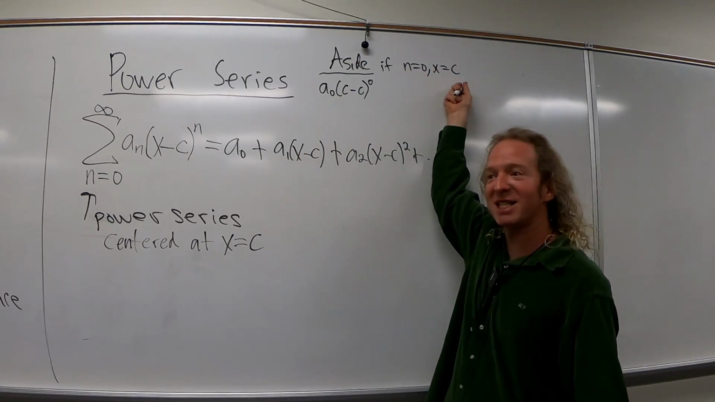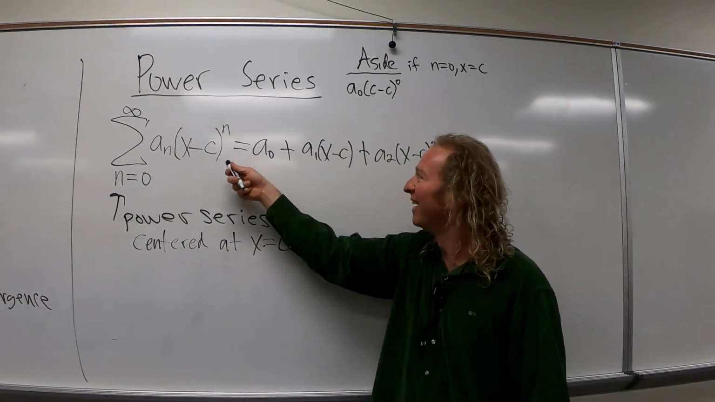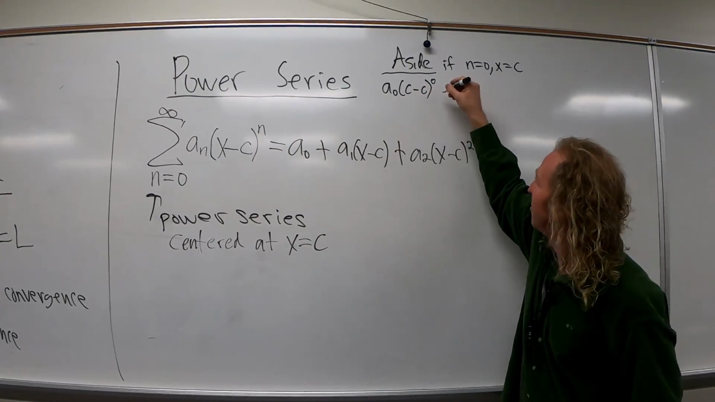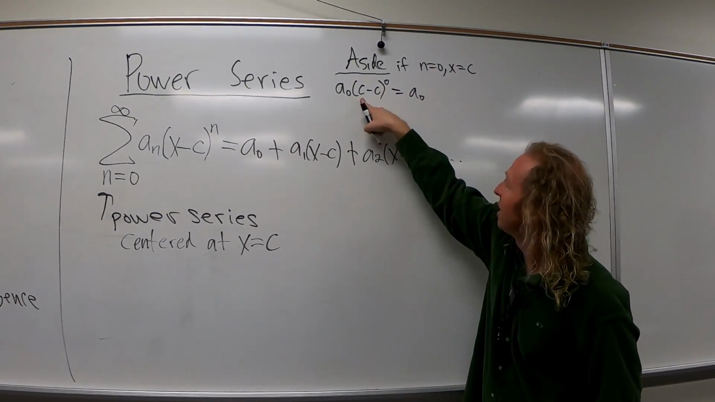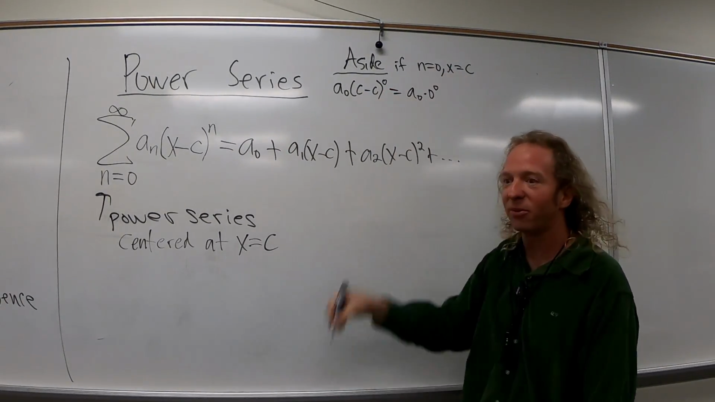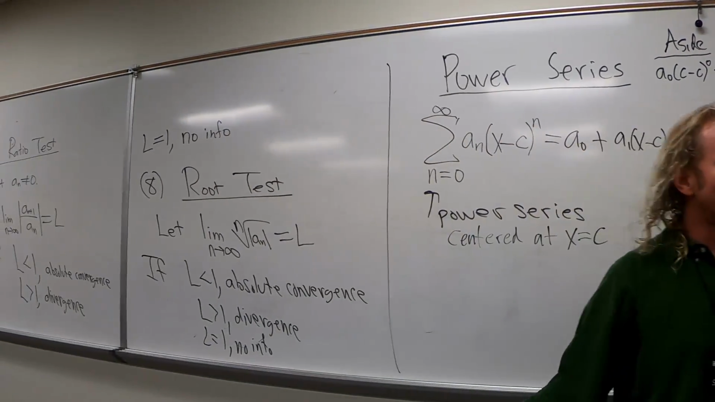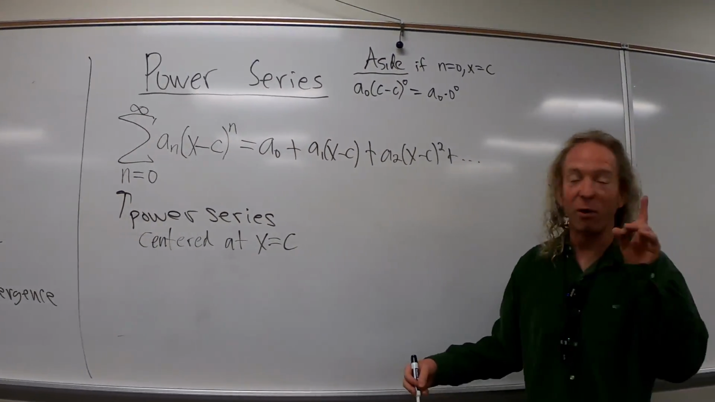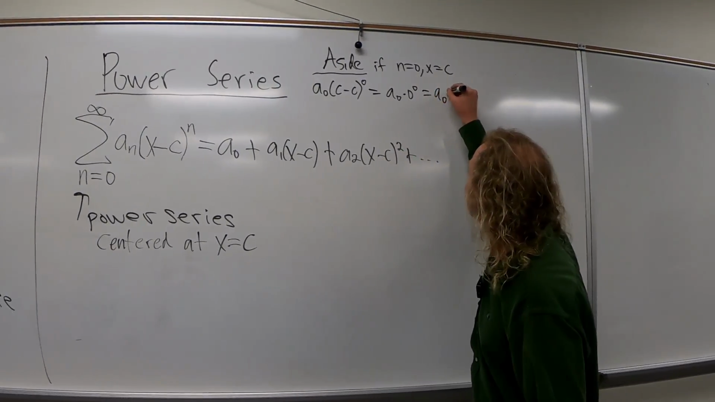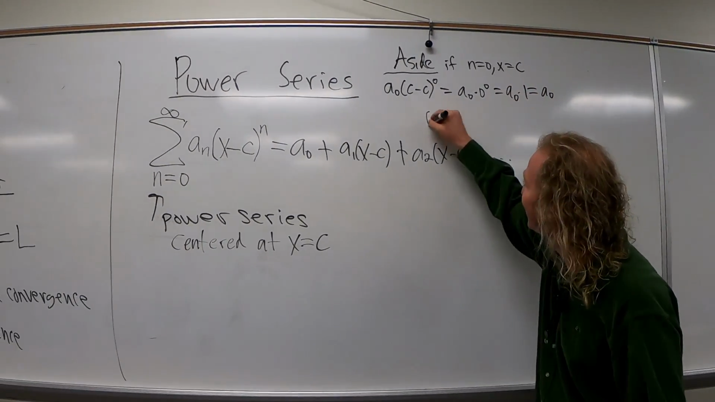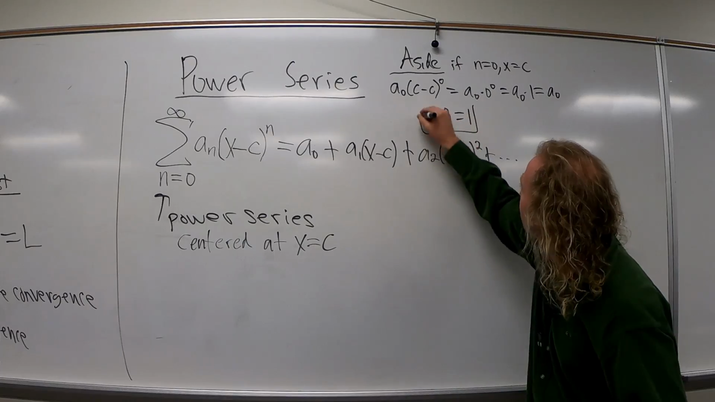So if n is 0 and x is C, you get A sub 0. And check this out. You get 0 to the 0, right? Well, what is that? 0 to the 0 is undefined, some people might say. But what we do is we make it equal to 1. Why? Because otherwise everything falls apart. So 0 to the 0 is equal to 1.